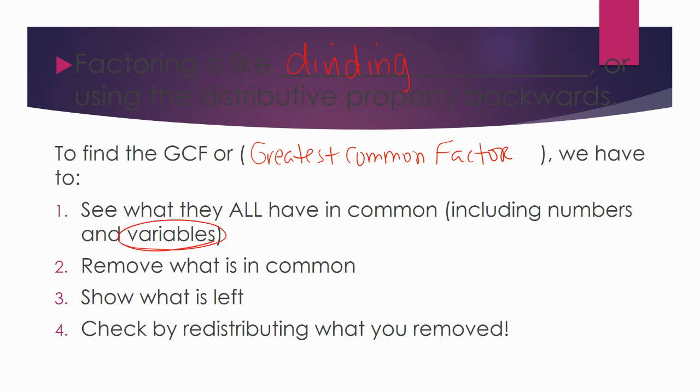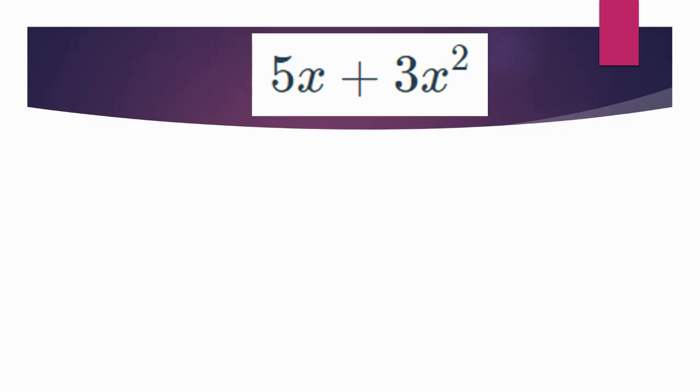Variables are where many students get messed up, but we need to see what they have in common, and then we're going to remove what they have in common. Whatever is left over, these are what I'm going to call leftovers, is what's left, and then we check by redistributing what we removed. This is what we did last week, distributing all the way through, whether it be two binomials, a monomial, a binomial, or whatever. We'll see.